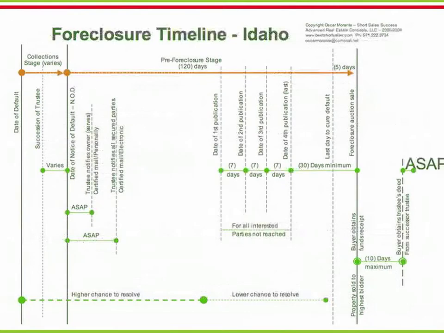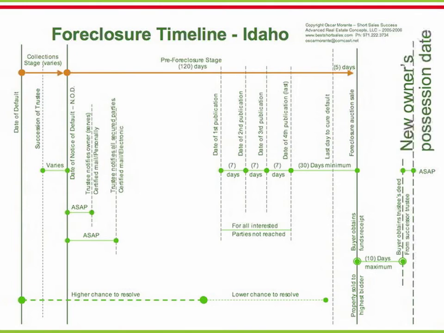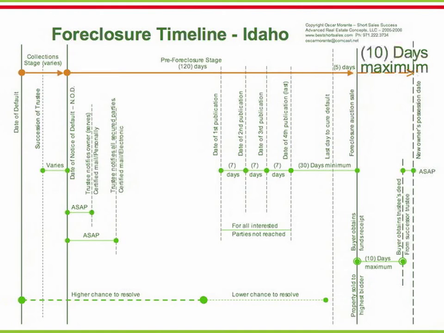As soon as possible, the new owner can take possession of the property if the property is vacant. If the previous owner is still occupying the property, the new owner can't take any action until 10 days after the auction.